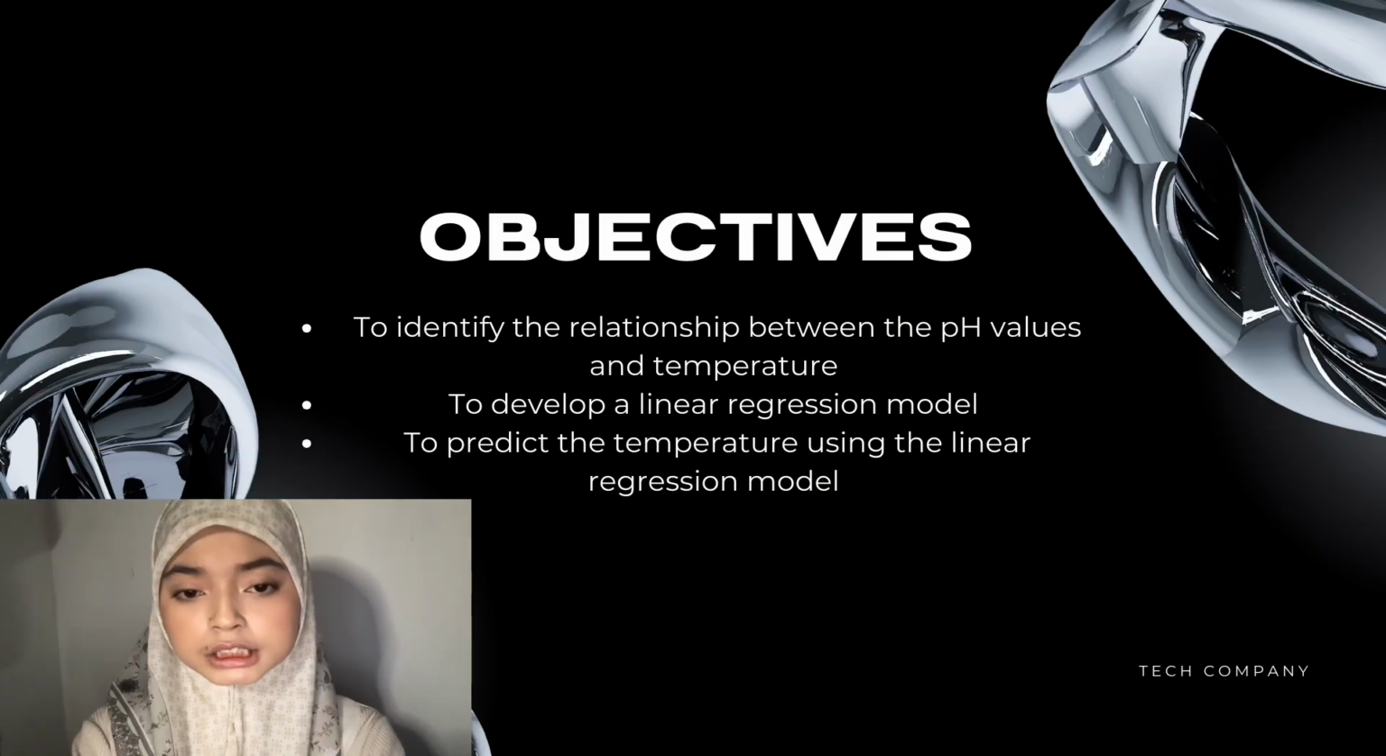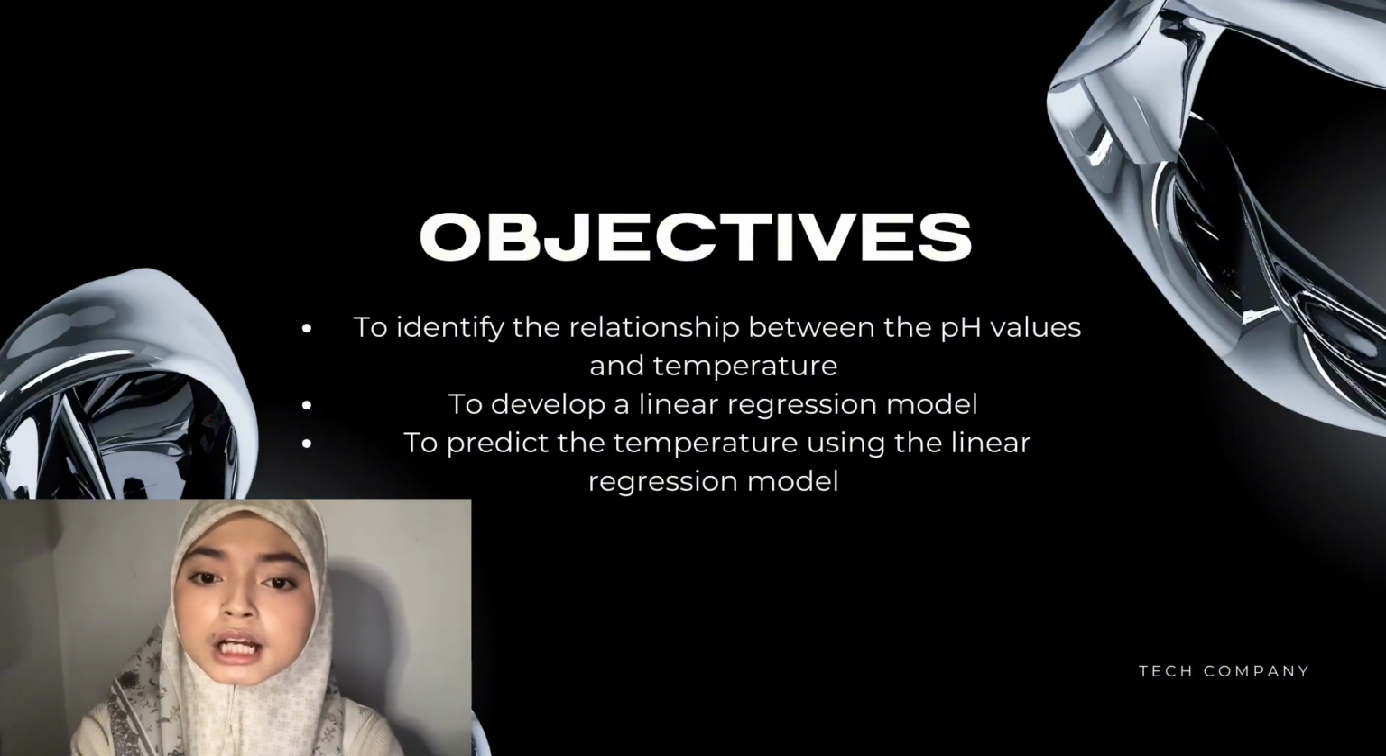So these are the objectives we want to achieve. First, to identify the relationship between the pH value and temperature. Second, to develop a linear regression model. Last, to predict the temperature using the linear regression model.